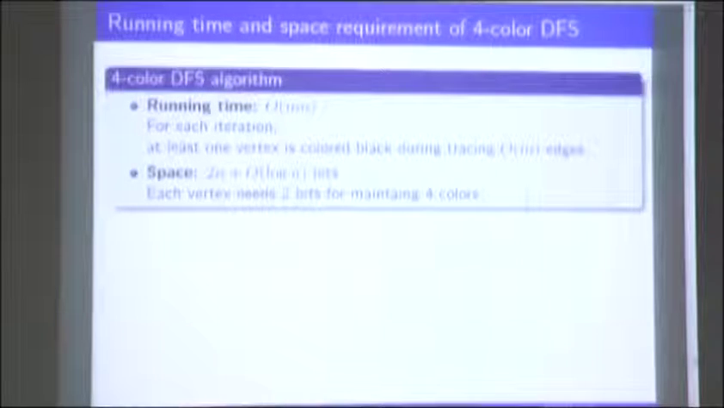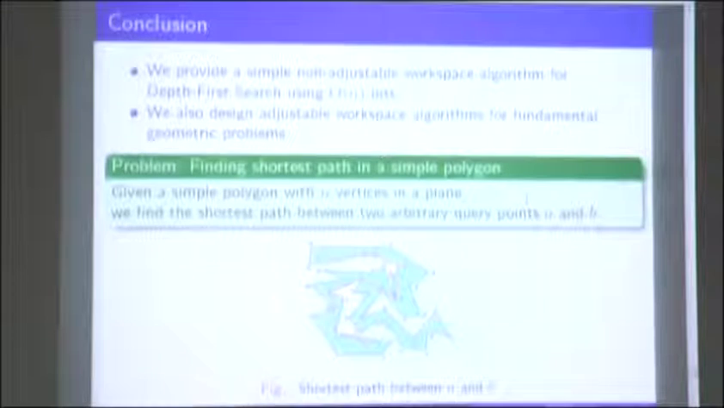The running time of the algorithm is O(nm), because for each iteration, at least one vertex is colored black during tracing. And the space is 2n plus o(n) bits, since each vertex needs 2 bits for maintaining 4 colors. Let me conclude my talk. We provide a simple non-adjustable workspace algorithm for depth-first search. We also designed adjustable workspace algorithms for fundamental geometric problems, for example, finding shortest paths.